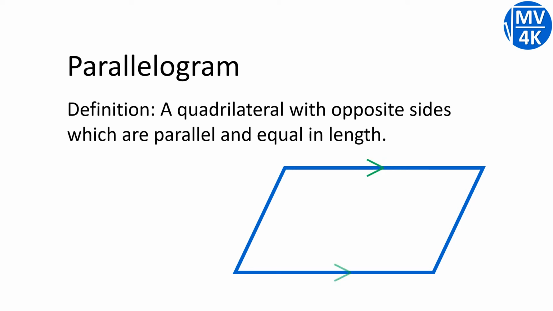The next type of quadrilateral is a parallelogram. A parallelogram is a quadrilateral with opposite sides, which are parallel and equal in length. So remember that word parallel means that they run side by side, or they would never intersect, even if they kept going forever and ever in both directions. So in a parallelogram, the opposite sides are parallel. And because of this, they also have the same measure.